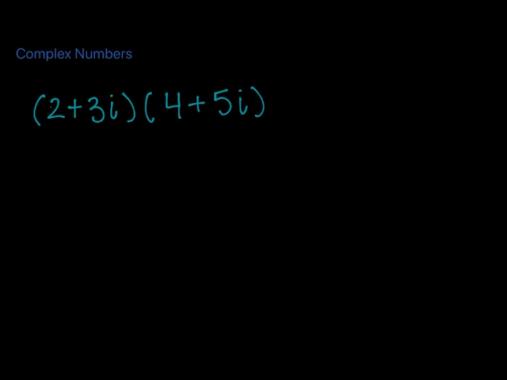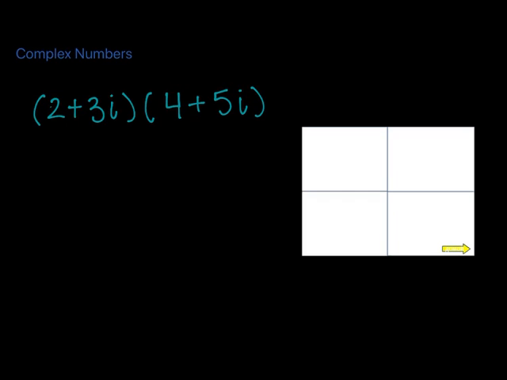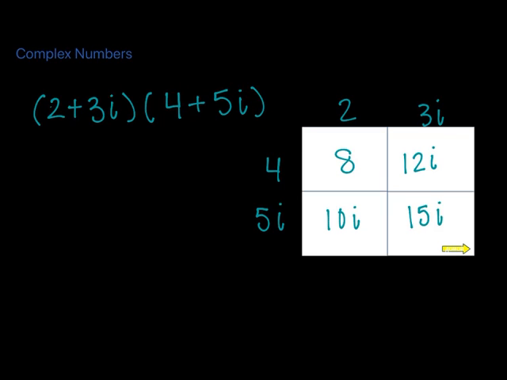So for this example, let's use a box method. So let's do 2, 3i, 4, and 5i. We know that 4 times 2 is 8. 4 times 3i would be 12i. 2 times 5i would be 10i. And 5i times 3i would be 15i squared.